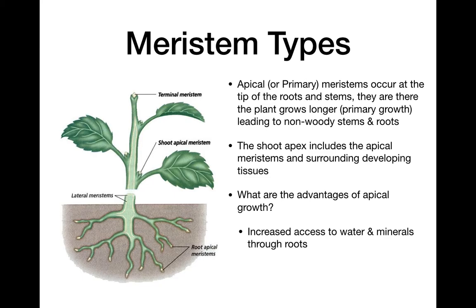So: increased access to water and minerals through the roots, increased support from the roots, and increased access to sunlight and carbon dioxide by being higher off the ground, with less competition from other plant species.